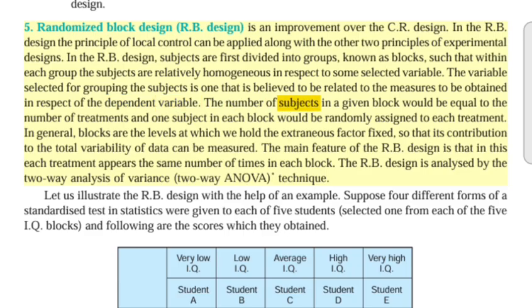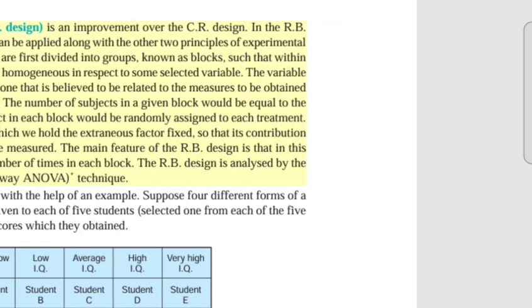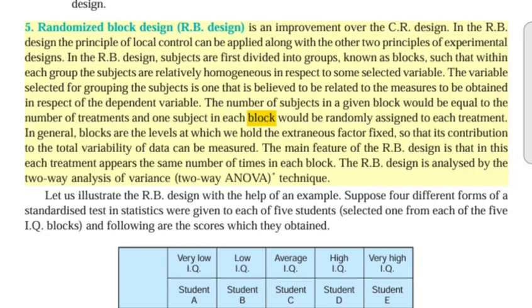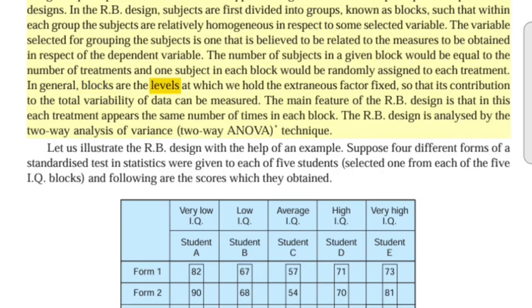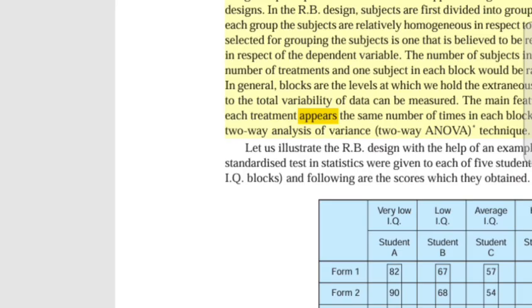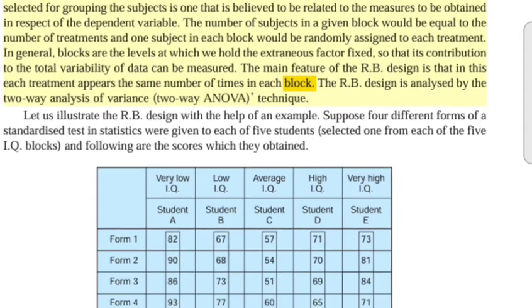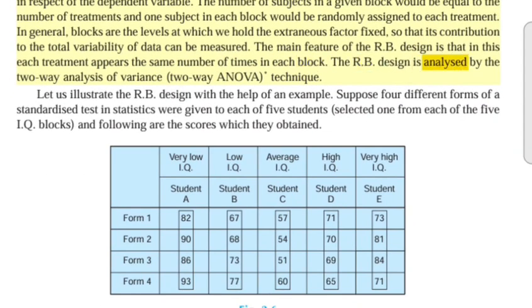The number of subjects in a given block would be equal to the number of treatments, and one subject in each block would be randomly assigned to each treatment. In general, blocks are the levels at which we hold the extraneous factor fixed, so that its contribution to the total variability of data can be measured. The main feature of the RB design is that in this each treatment appears the same number of times in each block. The RB design is analyzed by the two-way analysis of variance (two-way ANOVA) technique.